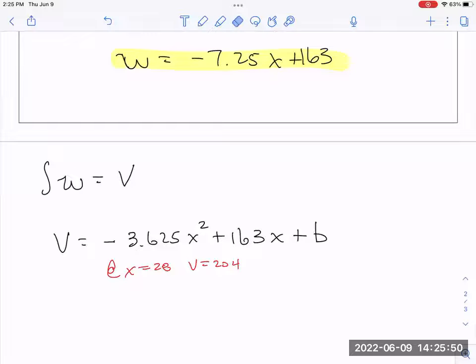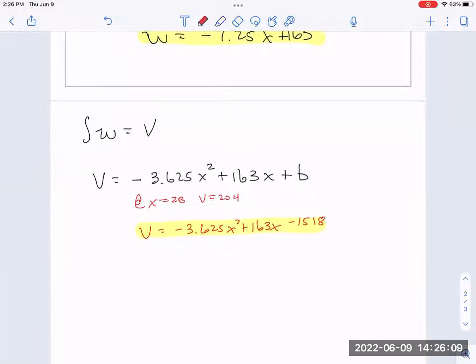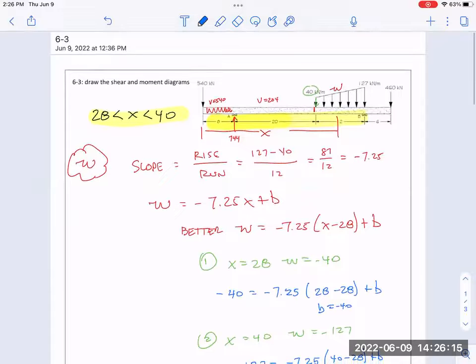So if you decide to look at this later, I'll just tell you the right answer then. It is minus 1518. So now we have that. Everything here is based on the 28 to 40. It's kind of the hard part of this. The hardest part was figuring out that.